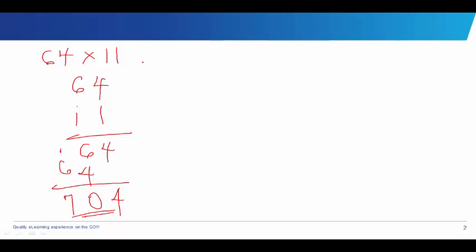Now, anytime you're multiplying a number by 11, let's say 32 by 11, this is a rule for 2-digit numbers. What you do is add the 2 digits. 3 plus 2 gives us what? 5. Now, bring this 3 to this side, bring the 2 to this side, and we'll have 352. Memorize this. Don't ever forget it. Let's look at another example.